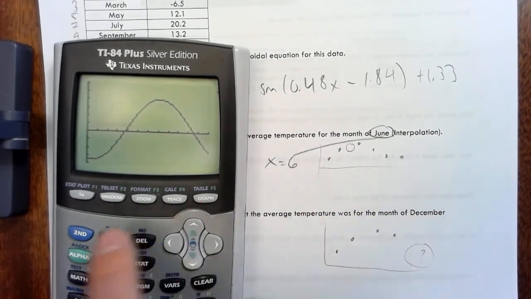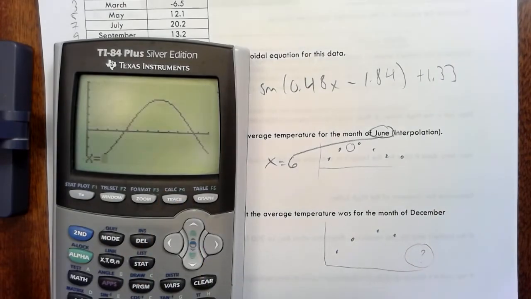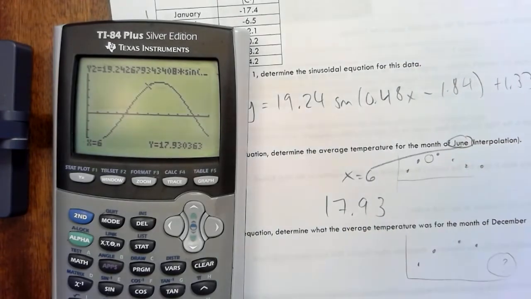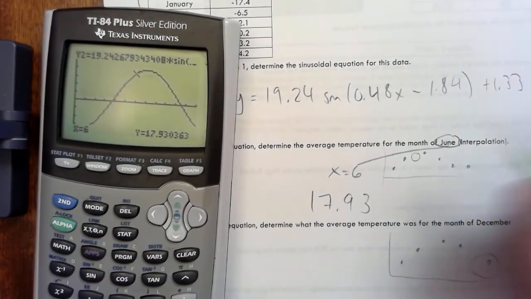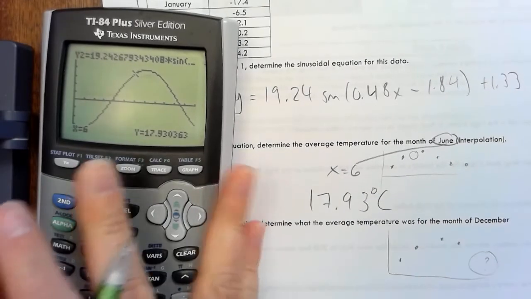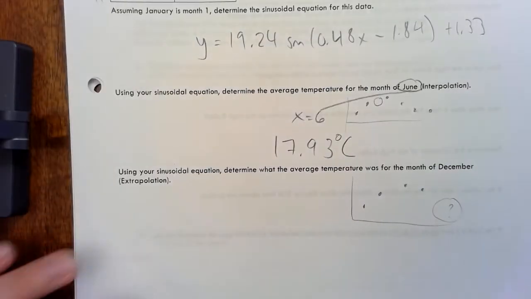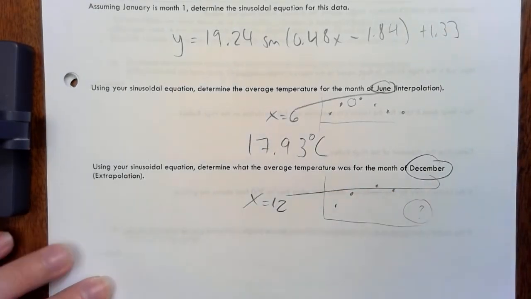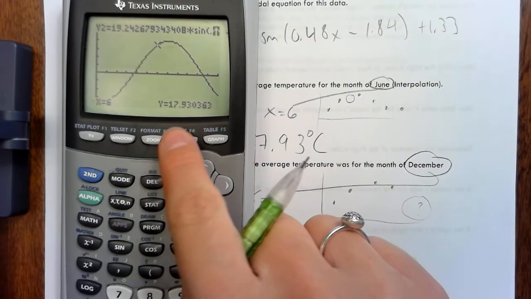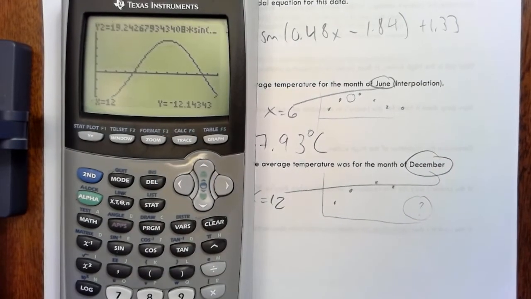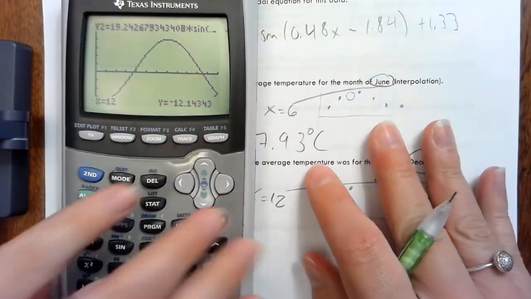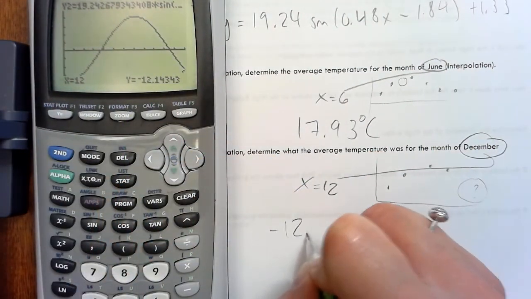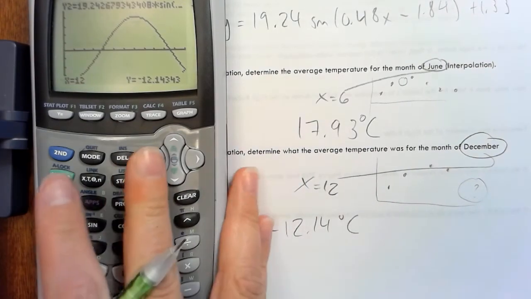I want to know when x is 6, what is y? So second trace, 1 for value, 6. We're not spending a lot of time on this because we have done this so many times, right? What's my unit? It's a temperature, so it's degrees Celsius. Average temperature for the month of December. Well, that would be x equals 12. All right. Second trace, 1, 12. Way over there, right on the edge of my screen, actually. I might have to adjust my window settings if I only made it to like 11. Negative 12.14 degrees Celsius. We're done.